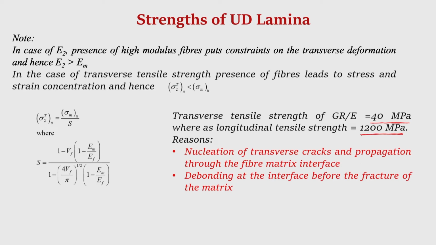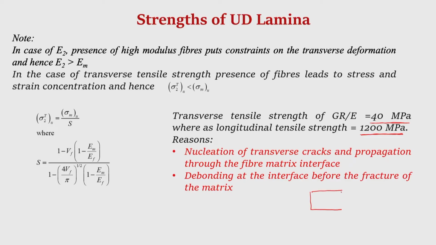The reason is that under transverse loading, the cracks nucleate in the transverse direction and propagate through the fiber matrix interface. Also, there is debonding of the fiber matrix before the matrix fracture. Like if you have a lamina, suppose this is the lamina, this is the fiber, when it is loaded, there may be a transverse crack in the matrix. Once this crack reaches the interface, it propagates through the interface, thereby reducing the transverse strength of the composite.